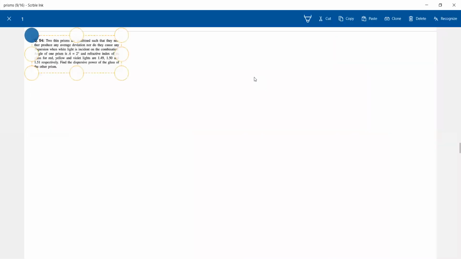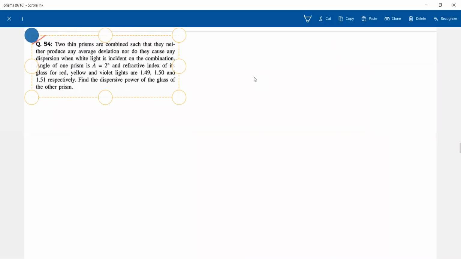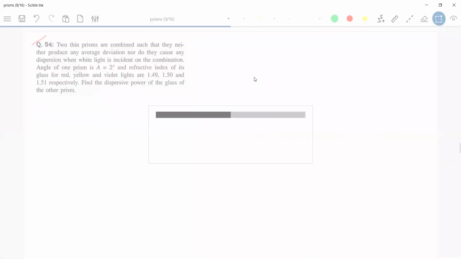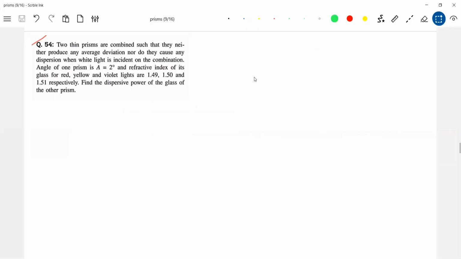And there's one good problem. Two thin prisms are combined such that they neither produce any average deviation nor do they cause any dispersion when white light is incident on the combination. Angle of one prism is 2 degrees and the refractive indices of glass for red, yellow, violet are given. Find the dispersive power of the glass of the other prism. Let's go back to the formulas. What is the dispersive power? Angular dispersion by mean deviation.